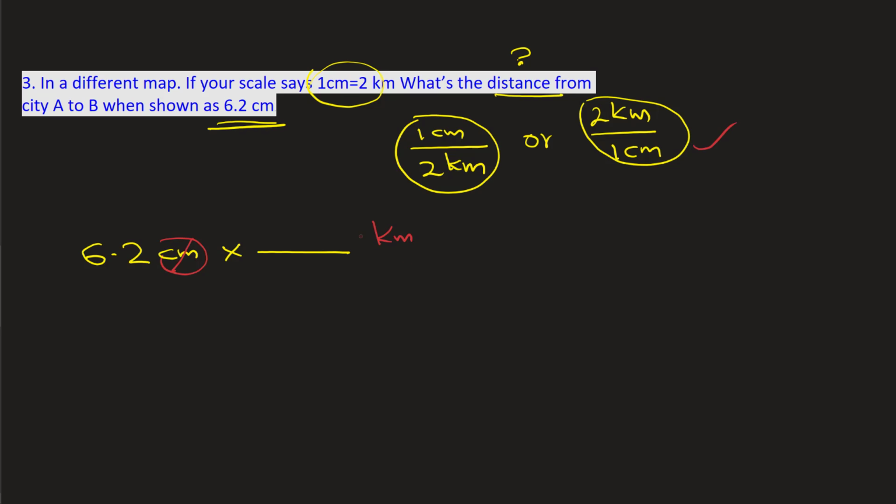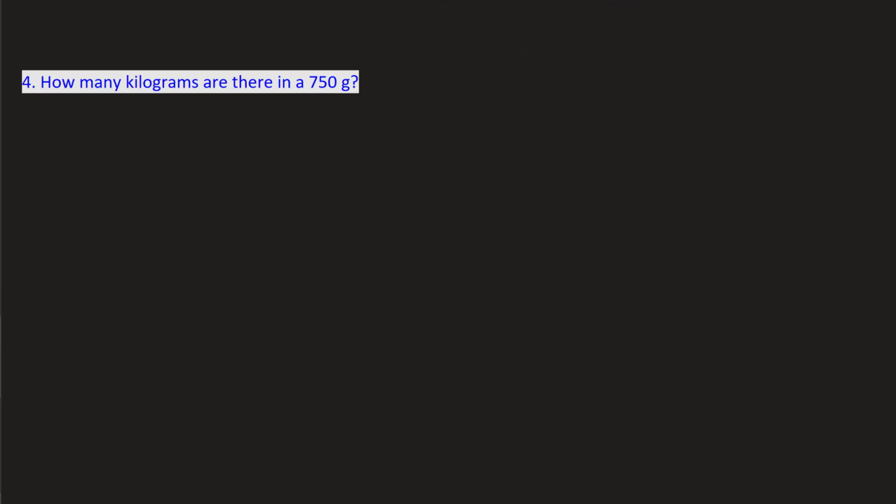We need to cancel centimeter. So therefore, you need the kilometer up, centimeter in the bottom. So we can cancel the centimeter to centimeter. So that means 6.2 times 2 kilometers. So this will end up with 12.4 kilometers. So that's how you do conversions within maps and scales. Right?